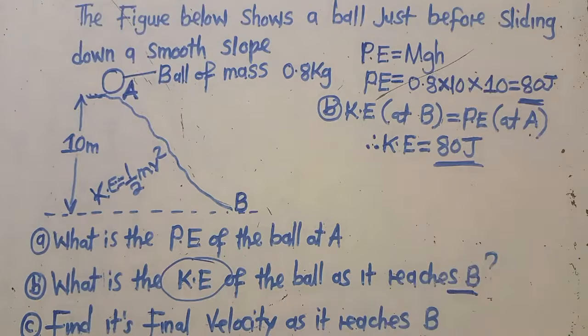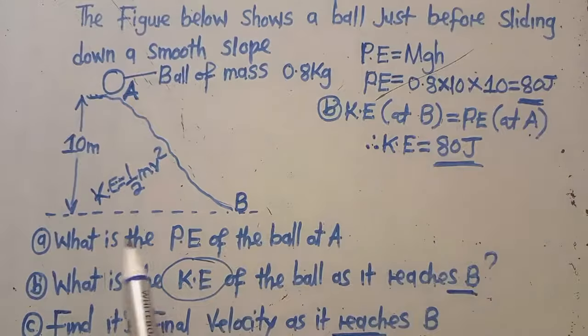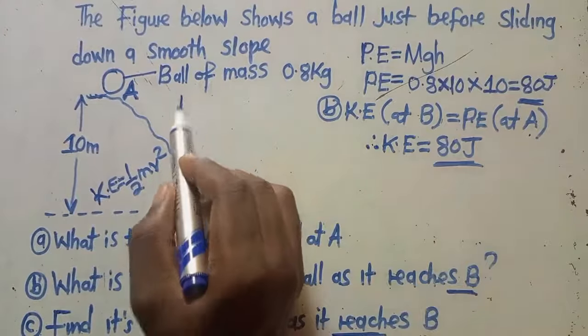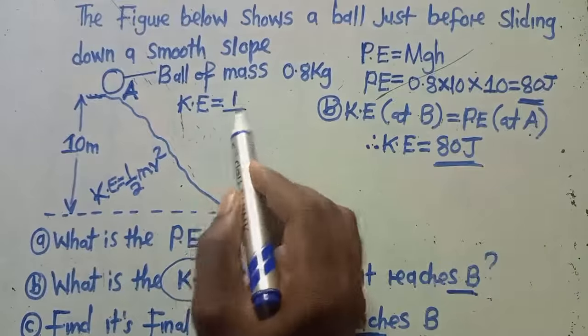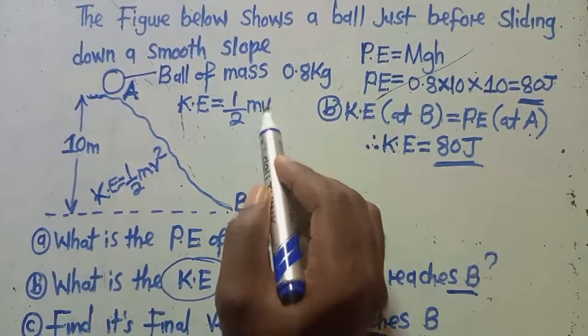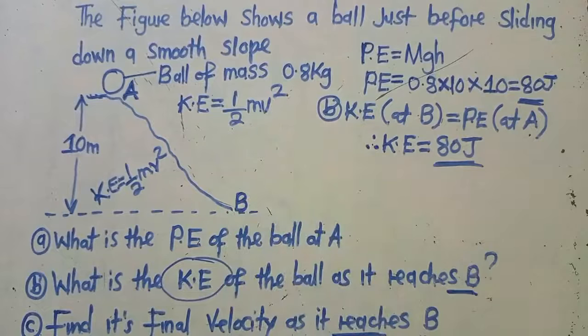I move to question C. C is saying, find its final velocity as it reaches B. So I want to find its final velocity. For me to find its final velocity, the formula I'm going to use is this one. I know that kinetic energy is equal to 1 over 2 mv squared. They want me to find its final velocity. How can you find its final velocity?